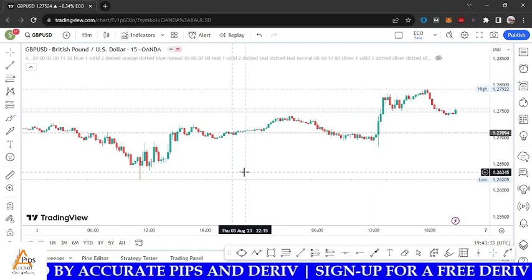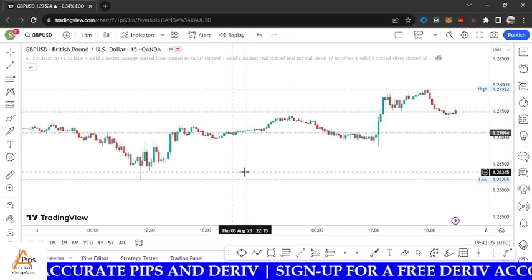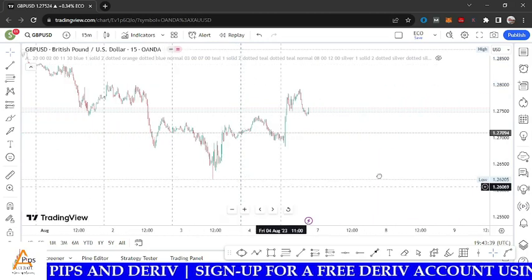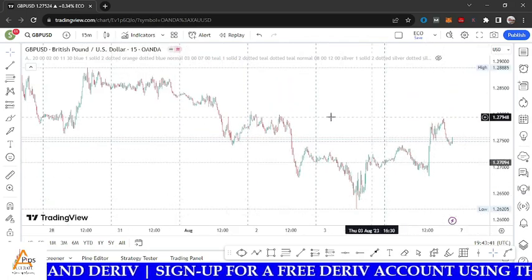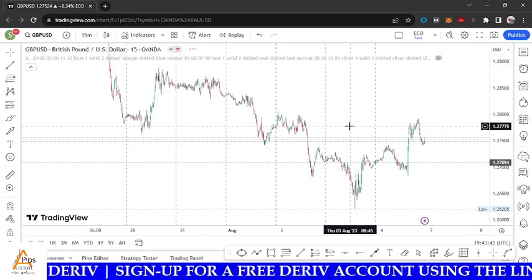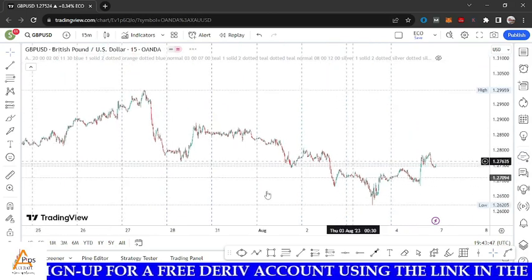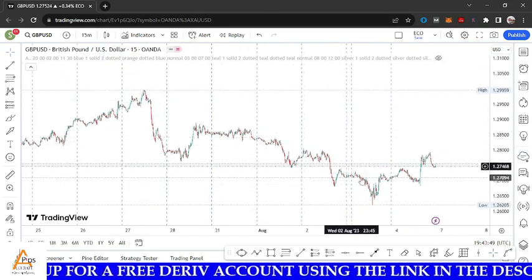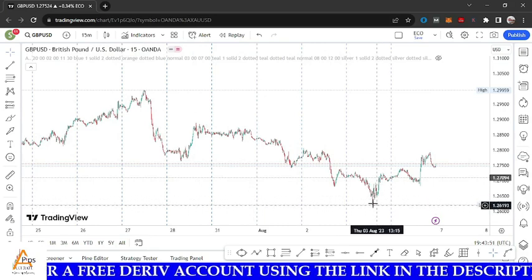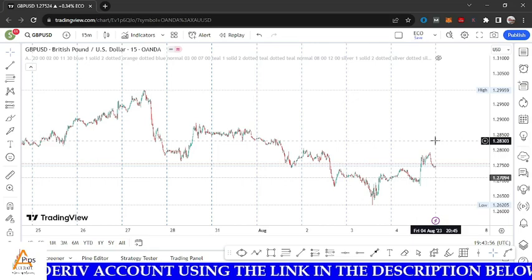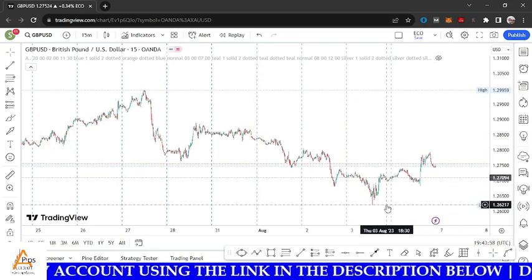All right, so first things first, as you know, we need to look out for our trend. Okay, so where is our trend? That is the first thing we need to look out for. So as you can see here, market has been on a bearish trend. Then we can see market now has changed into a bullish trend.